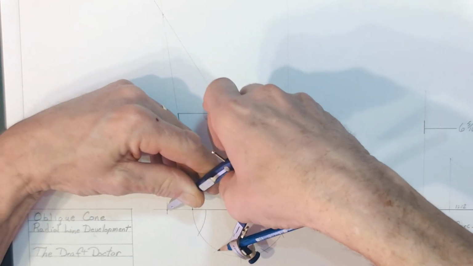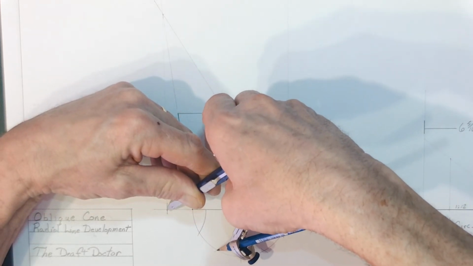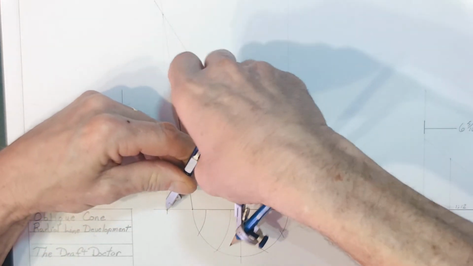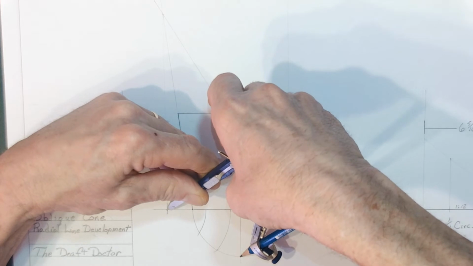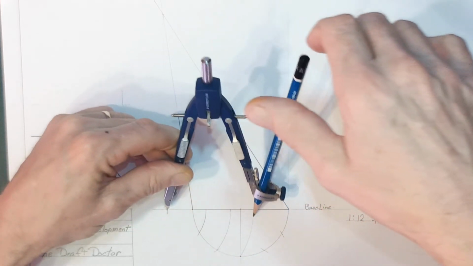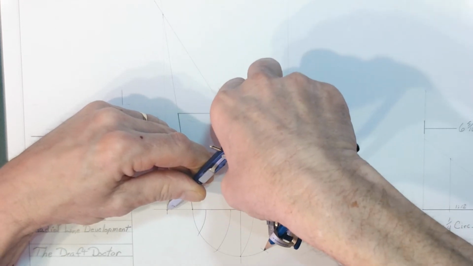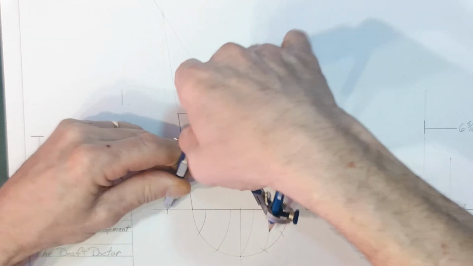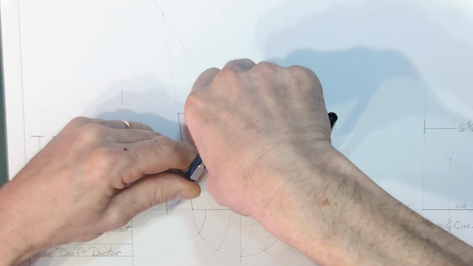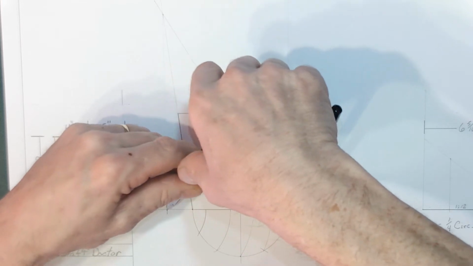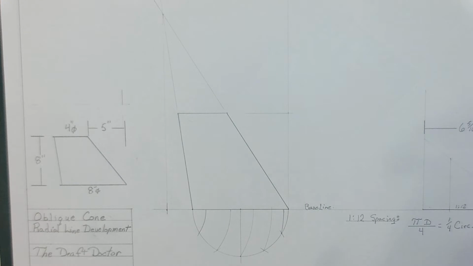And I'm going to do that for all of these. I'll swing this down to the baseline. What I'm doing now is putting these all into their true lengths, and when I bring them back to the apex, it will also show where they intersect on the top.